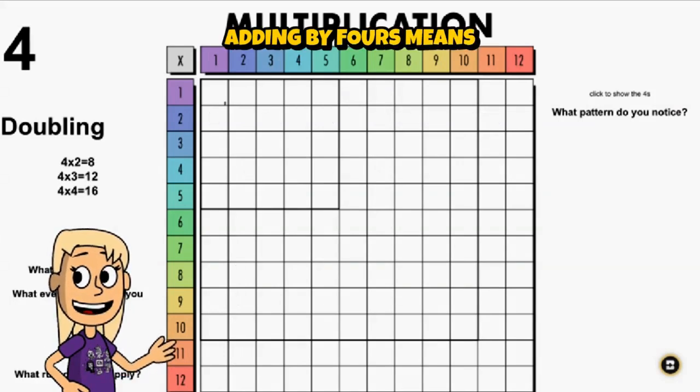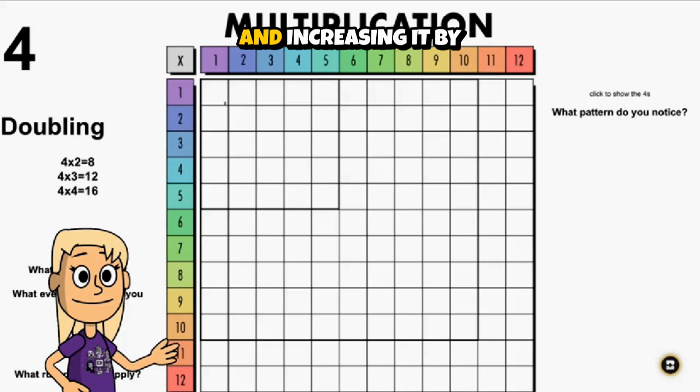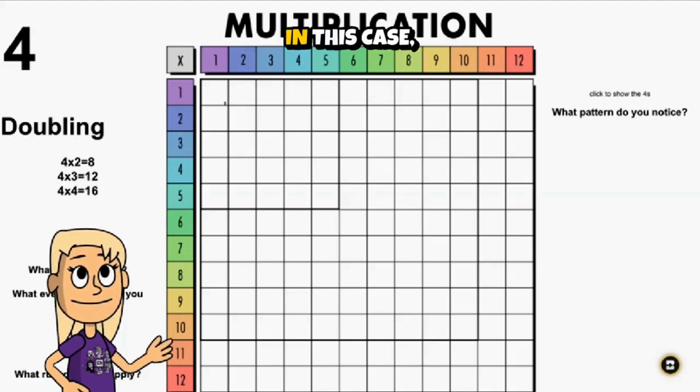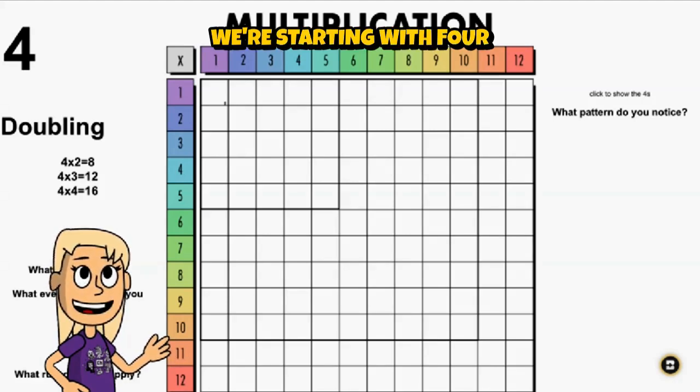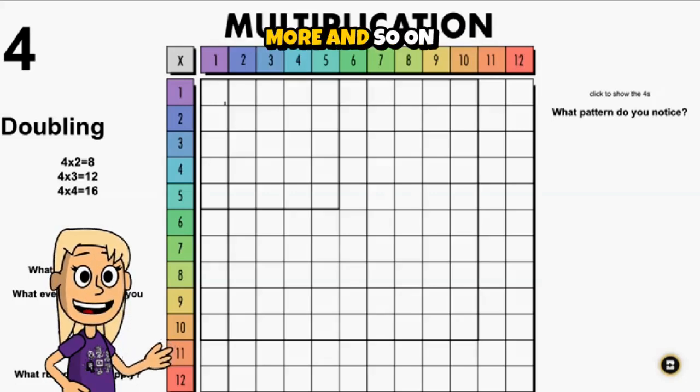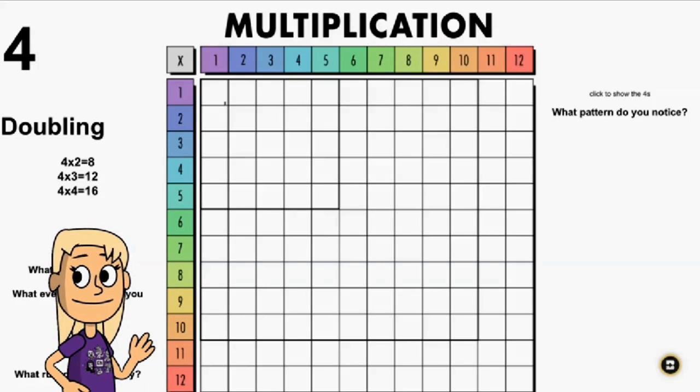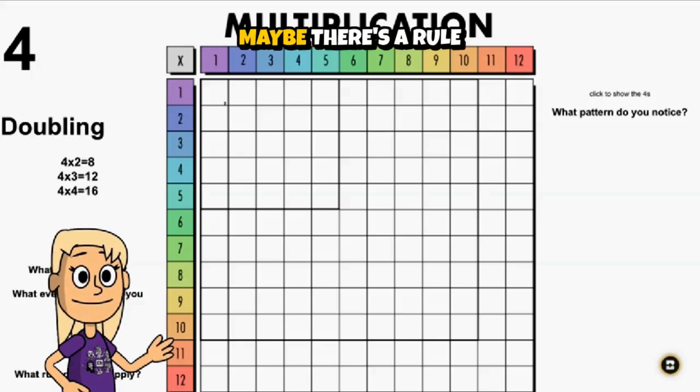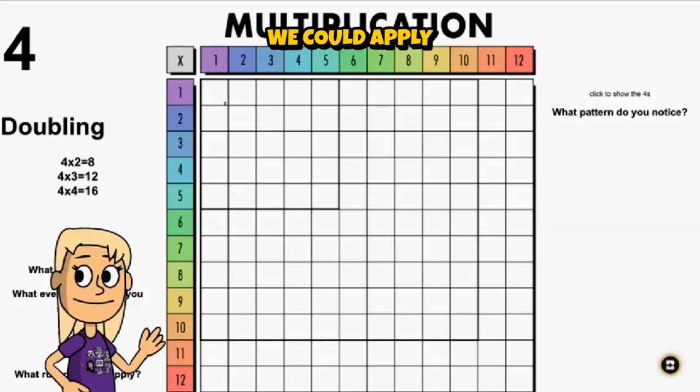Adding by 4s means you're taking a number and increasing it by 4. In this case, we are starting with 4 and adding 4, and then adding 4 more, and so on. So what do you notice? What do you wonder? Is there a pattern? Maybe there's a rule we could apply.